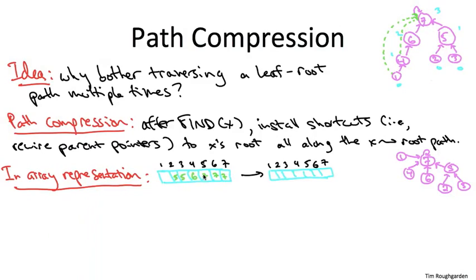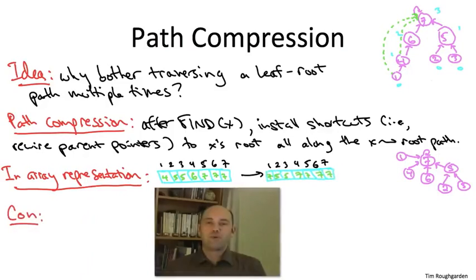4 has the parent 6, and 1 has the parent 4. And after applying path compression following a find invoked at the object 1, 1 and 4 are redirected to have parent 7. So what are the pros and cons of the path compression optimization?